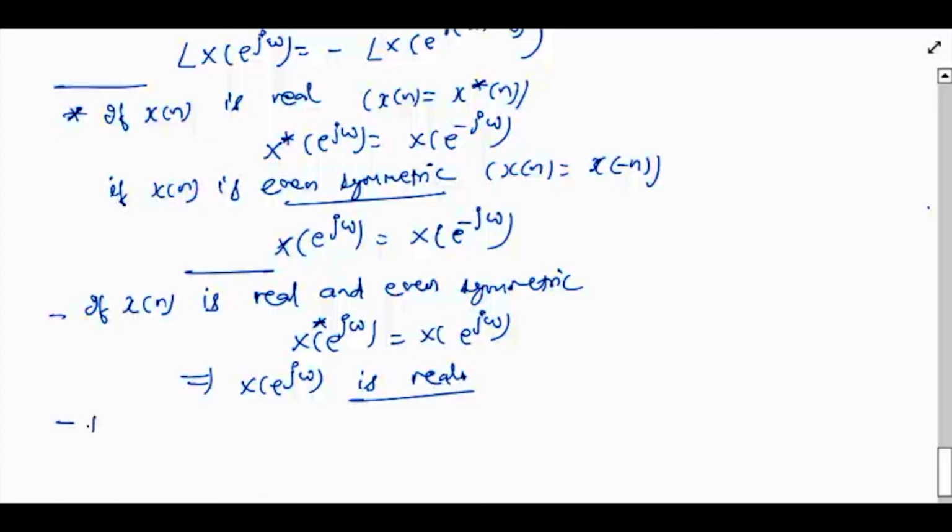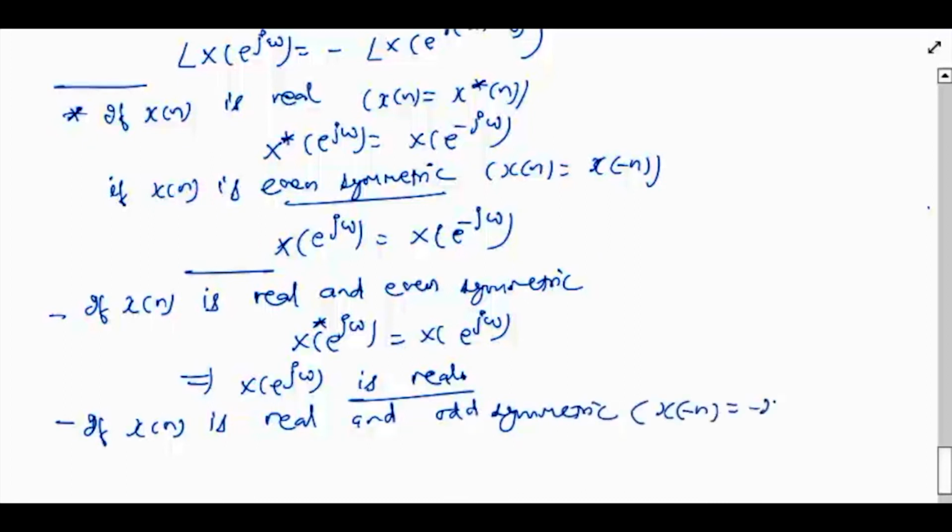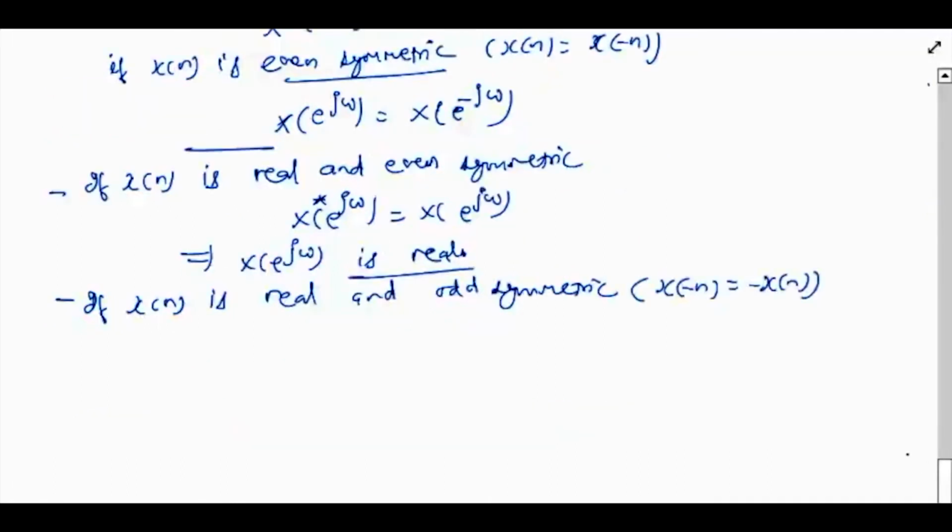We can follow similar arguments to claim that if x[n] is real and odd symmetric. What do I mean by odd symmetric? x[-n] is minus of x[n] for all n. So if x[n] is real and odd symmetric, then X*(e^{jω}) is equal to minus X(e^{jω}). In other words, in this case, X(e^{jω}) is purely imaginary.